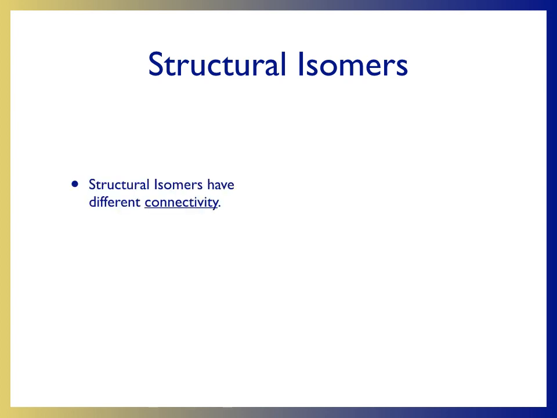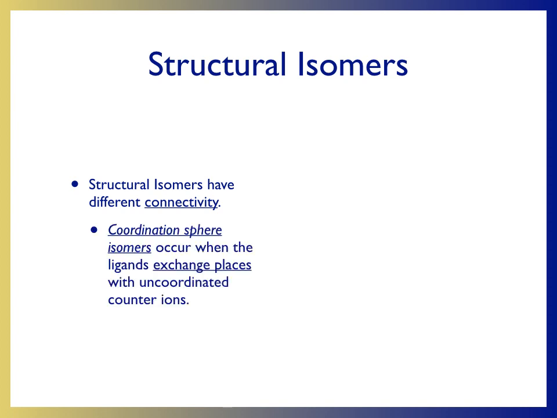Structural isomers are what we traditionally think of as isomers. These are molecules that have the same chemical formula, but different ways that the atoms are connected or bonded to one another. There are two major types of structural isomers seen in transition metal complex ions. The first type is what we call the coordination sphere isomers. The coordination sphere of a complex ion consists of the metal cation and the ligands that are bonded to it.